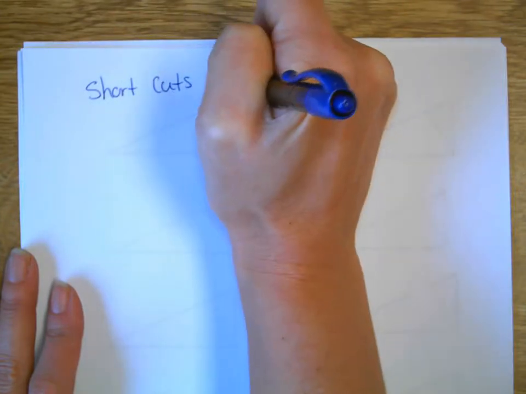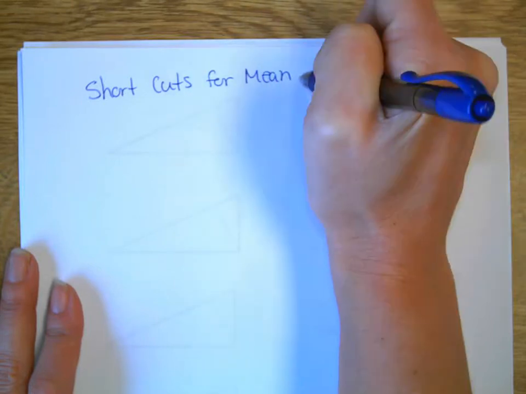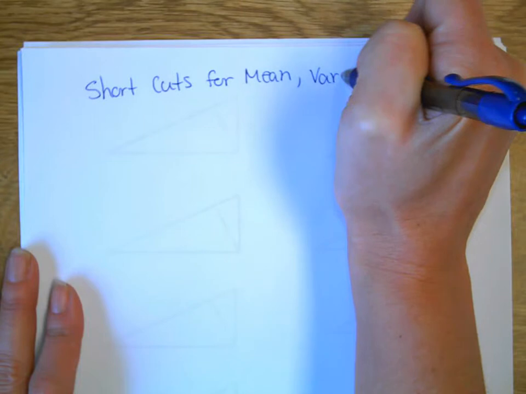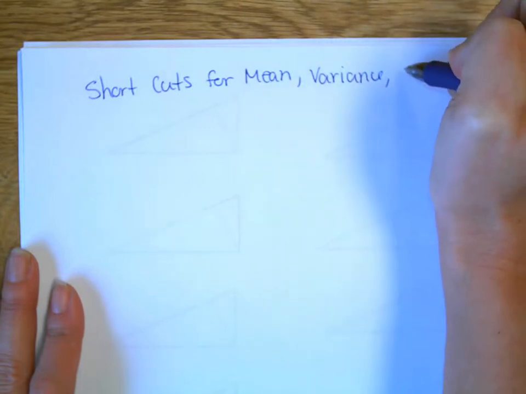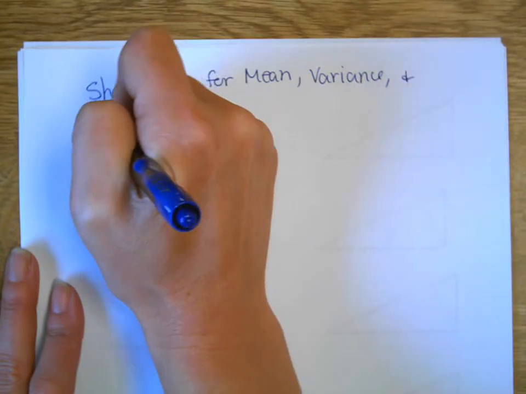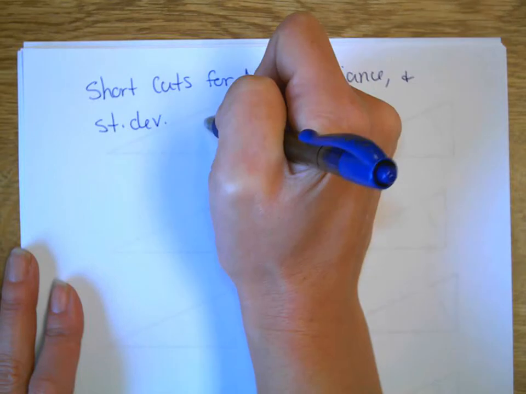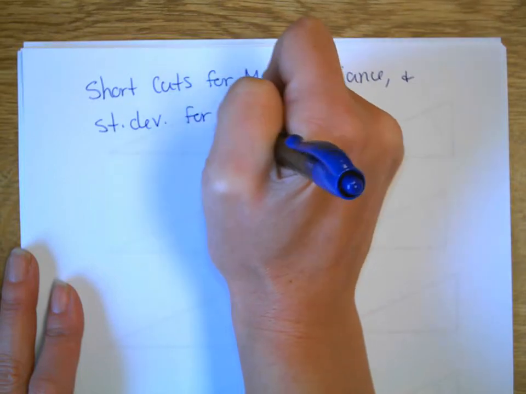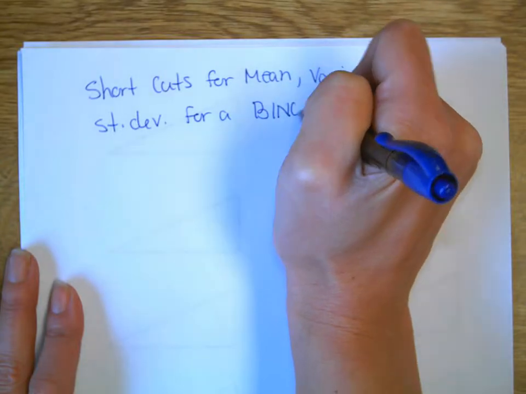Shortcuts. It's like half a page, well, less than half. Mean, variance, and standard deviation for a binomial distribution.